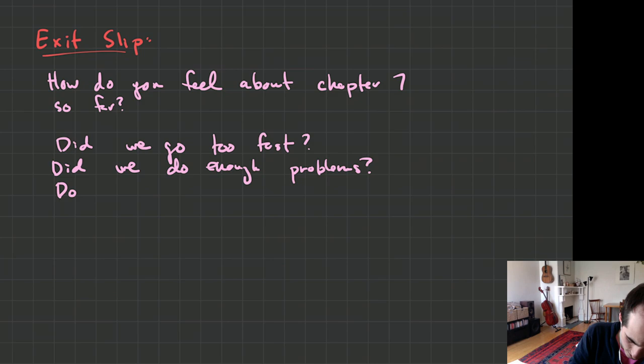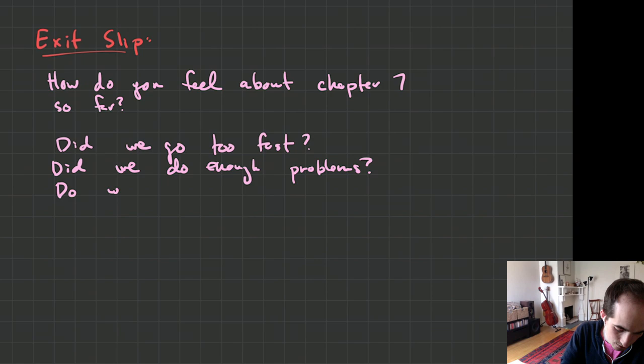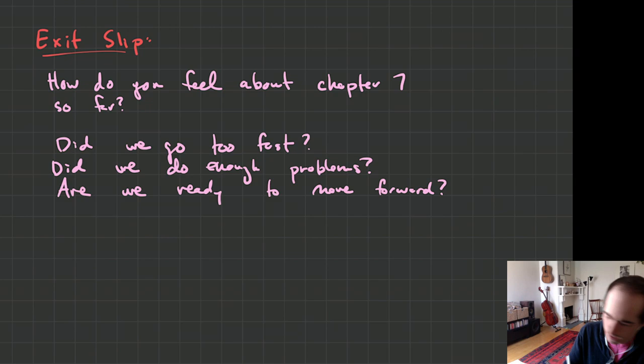Our next thing is not chapter 8. Remember, I think it's chapter 2 that we're going to go back to. So we're going to revisit chapter 2, on trigonometry. Our next investigation is on trigonometry. Did we go too fast? Did we do enough problems? I guess the next question is, are we ready to move forward?